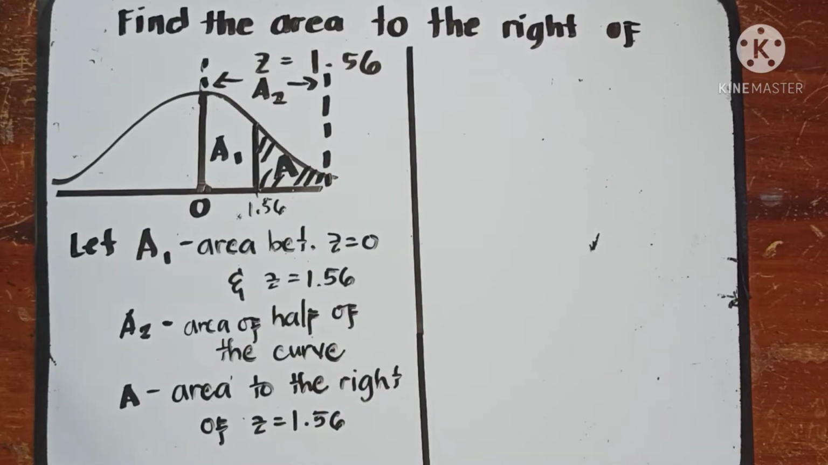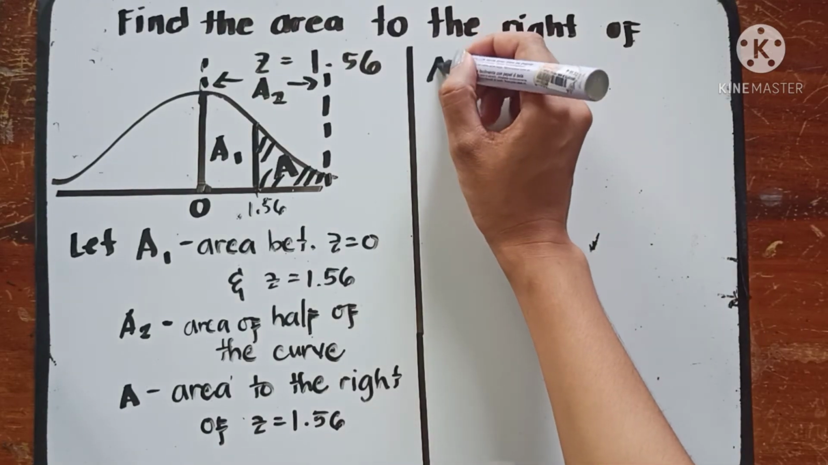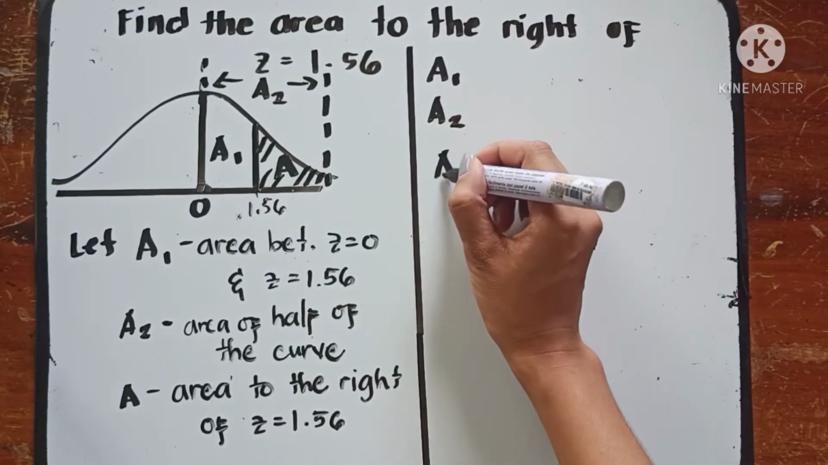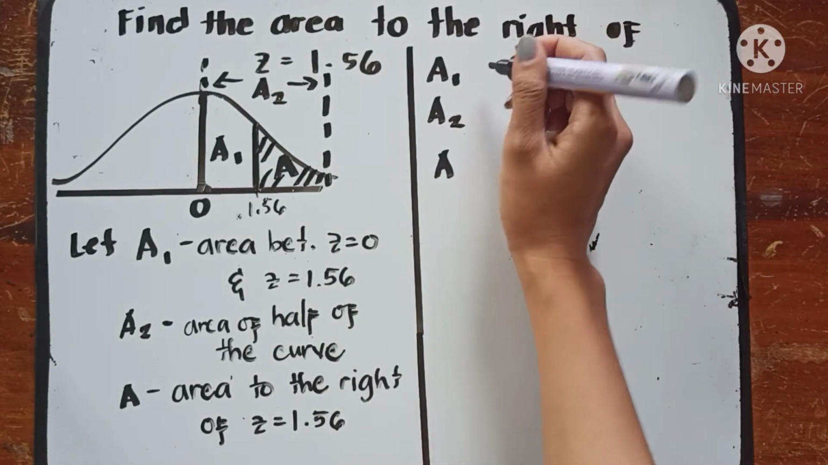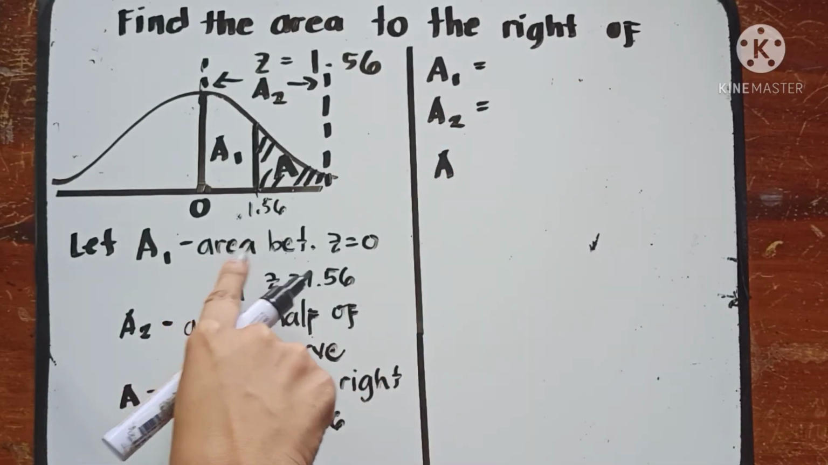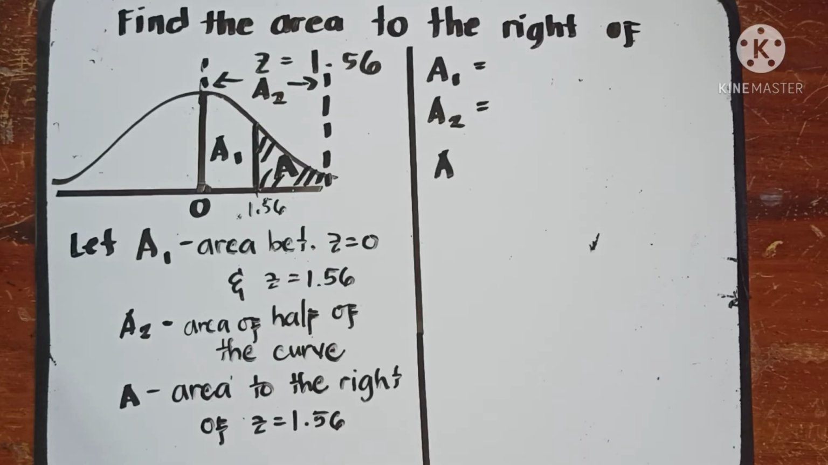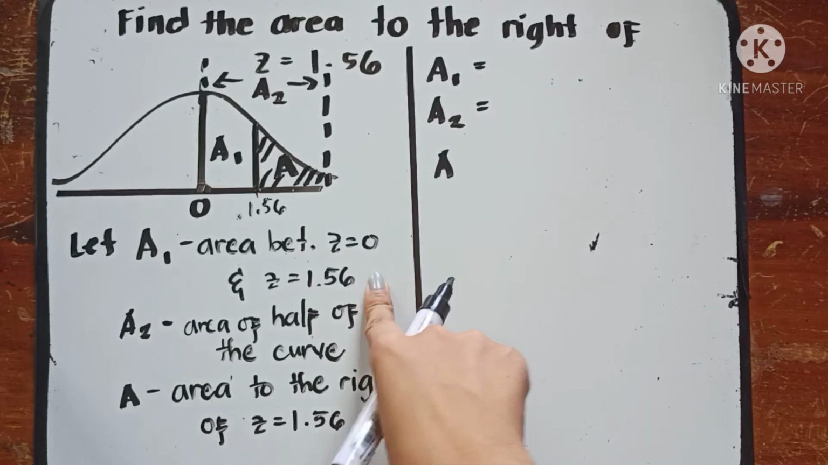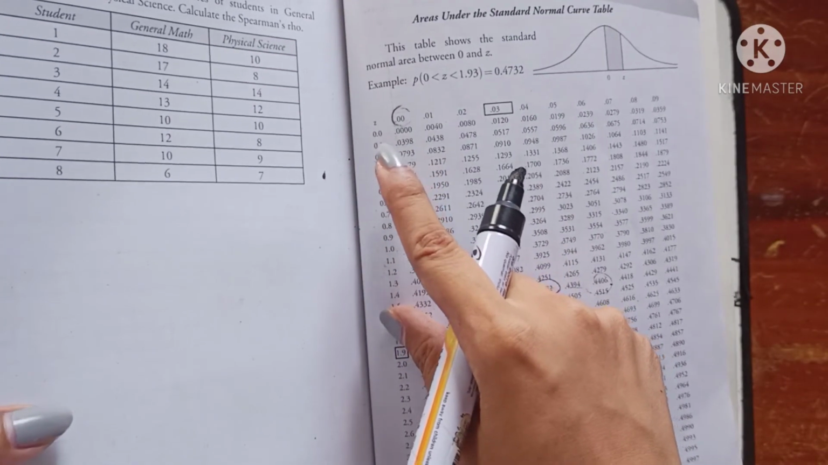step natin, hanapin na natin ano yung value ni A, ano yung value ni A sub 1, ano yung value ni A sub 2. And paano natin makukuha yung value ni A. So, from the table, A sub 1 natin, area between Z is equal to 0 and Z is equal to 1.56. So, sa ating table, hanapin lang po ano yung value ni 1.56.